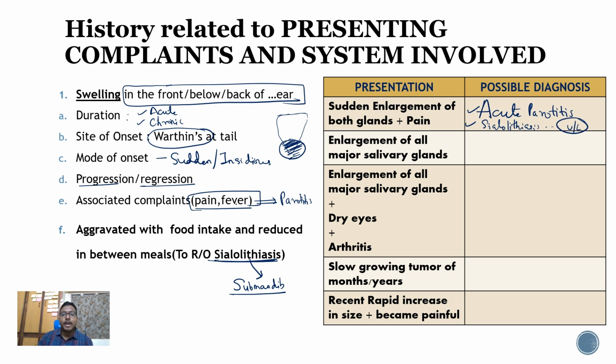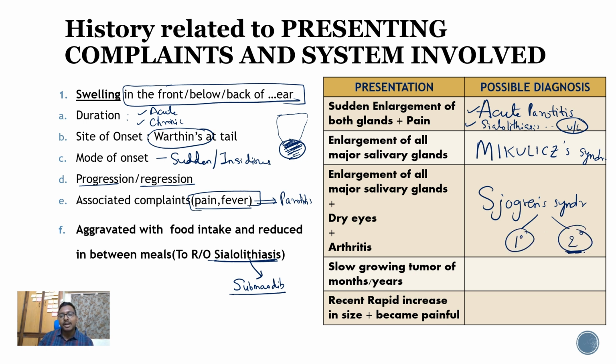Next, enlargement of all major salivary glands. This is an important syndrome. This goes by the name Mikulicz syndrome. Then, along with enlargement of all major salivary glands, if you come across dry eyes along with arthritis, that is called Sjogren's syndrome. Please understand Sjogren's is of two types: primary Sjogren's and secondary Sjogren's. More or less, secondary Sjogren's is associated with some other connective tissue disorder like rheumatoid arthritis or SLE, etc.